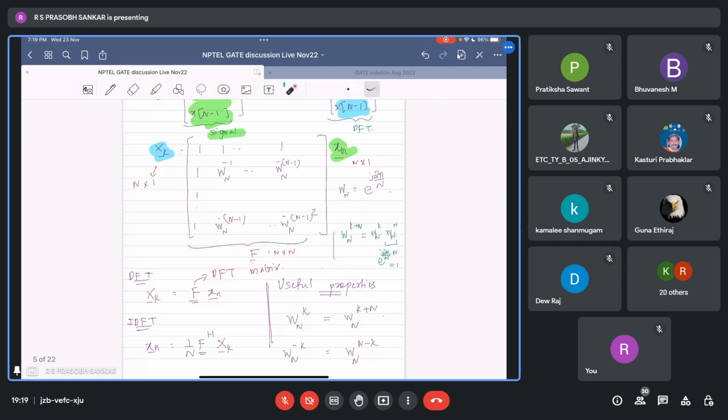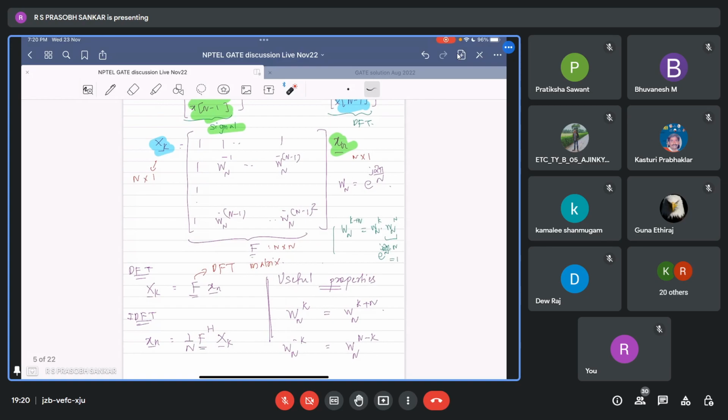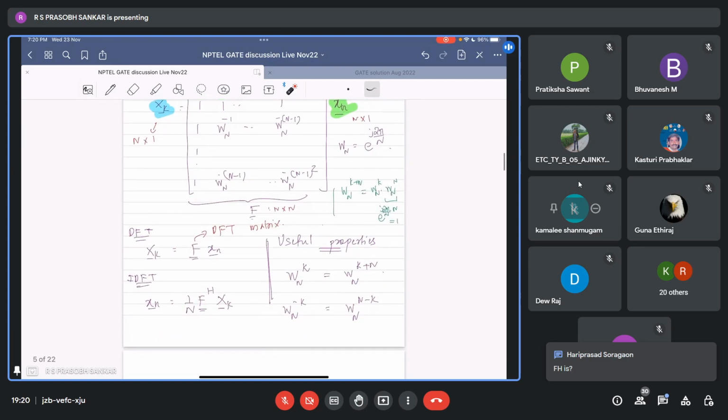Sorry, I'm so sorry. Okay, so any doubts or any clarifications? If everything is fine, we can proceed to the problems. F Hermitian is basically this is Hermitian basically.